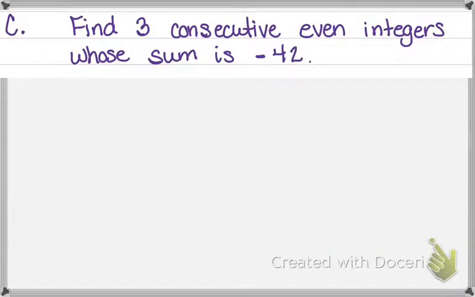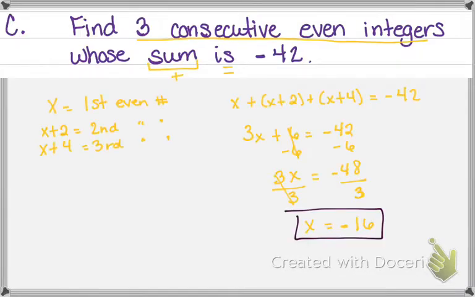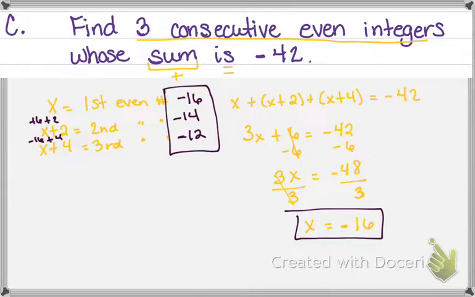All right, find 3 consecutive even integers whose sum is negative 42. So I want you to pause and try this one. All right, so I got x is negative 16. Now be very careful when we talk about negative numbers. We're taking negative 16 plus 2, we get negative 14. Negative 16 plus 4, we get negative 12. So these are our 3 consecutive even integers. When things are negative, it looks different. Don't do negative 16, negative 18. They would not add back up to negative 42. So be careful with that.